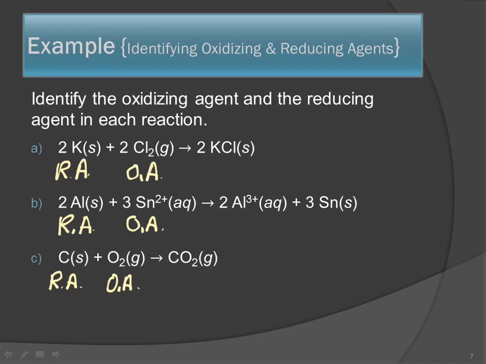Any questions? So would it always be opposite? Yeah, they're always going to be opposite. The oxidizing agent is the one that gets reduced. The reducing agent is the one that gets oxidized. And reduction is gain of electrons, oxidation is loss of electrons.